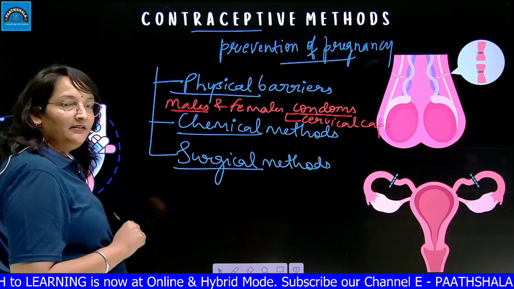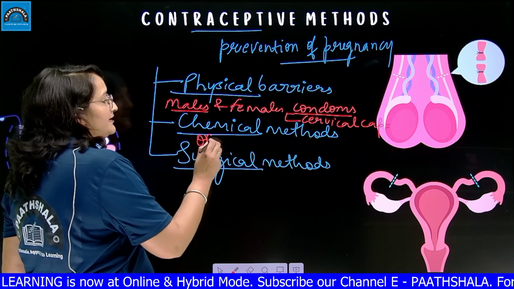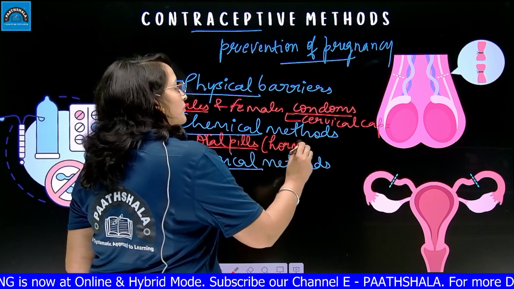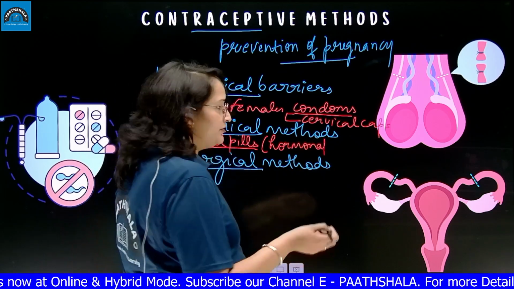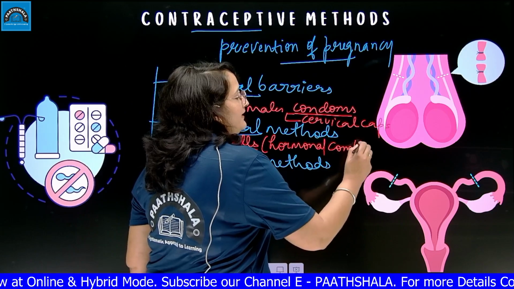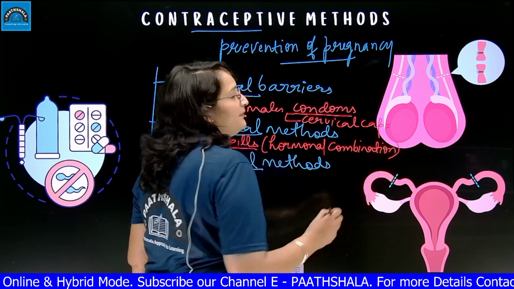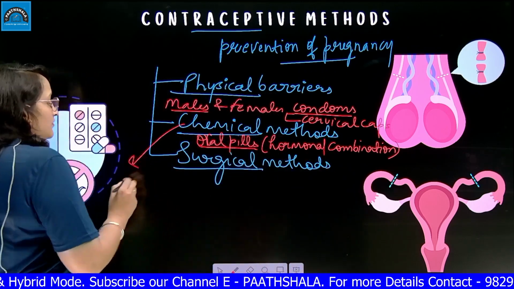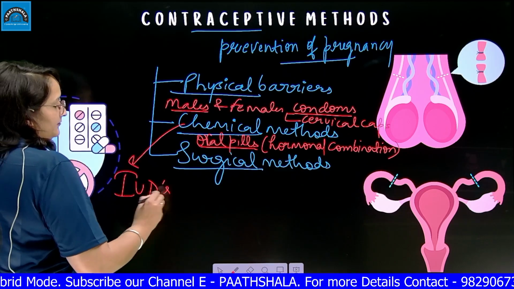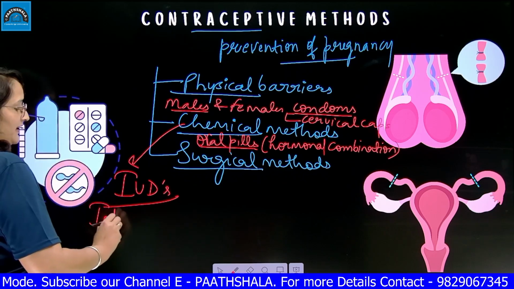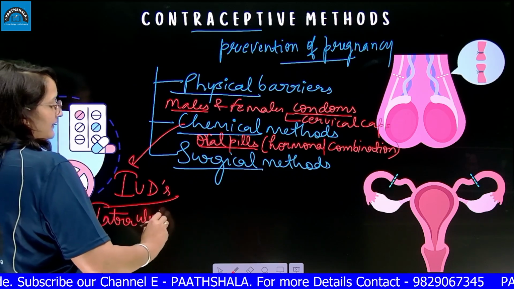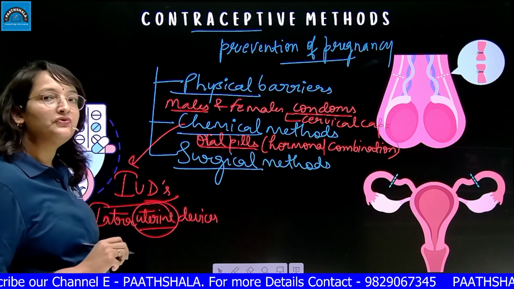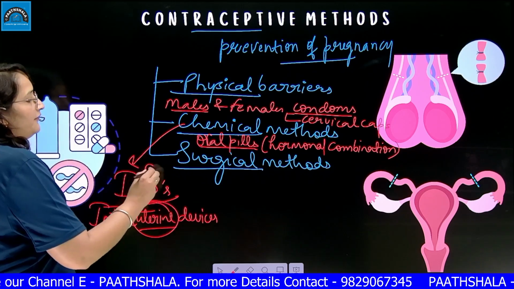Then we have the chemical methods where we are suggesting couples to consume oral pills. These oral pills have a hormonal combination of estrogen and progesterone. So they will prevent ovum formation, they will prevent fusion between the gametes. In chemical methods only, here I want to mention IUDs. IUDs stands for intrauterine devices. Intrauterine devices means they are inserted inside the uterus of the female. IUDs are only for females.